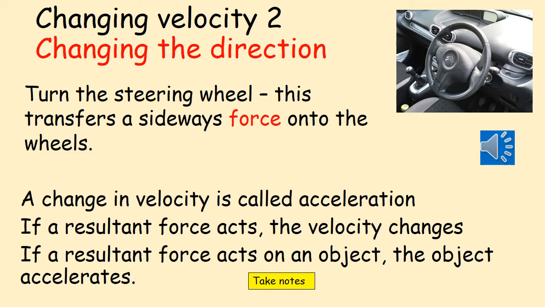If the object is already moving and a resultant force acts, then the velocity would change from what it was to a new velocity. If they press the accelerator, that velocity will have got greater. If they press the brake, that will create a backwards resultant force and the object will slow down. Another way of saying this is if a resultant force acts on an object, the object accelerates.